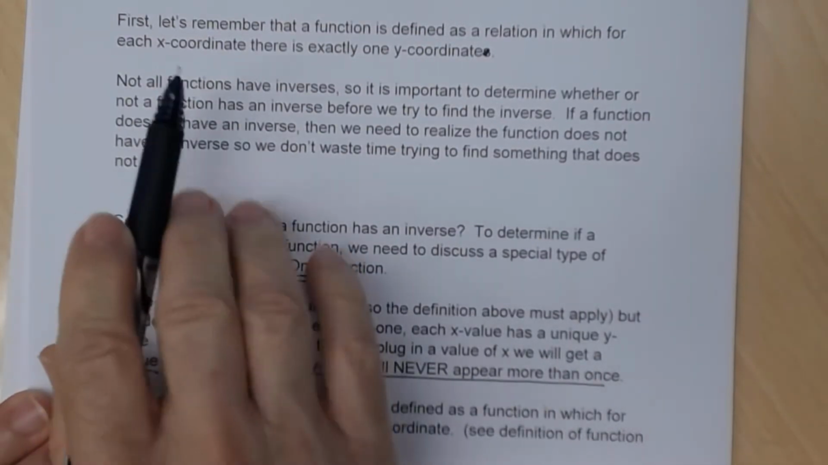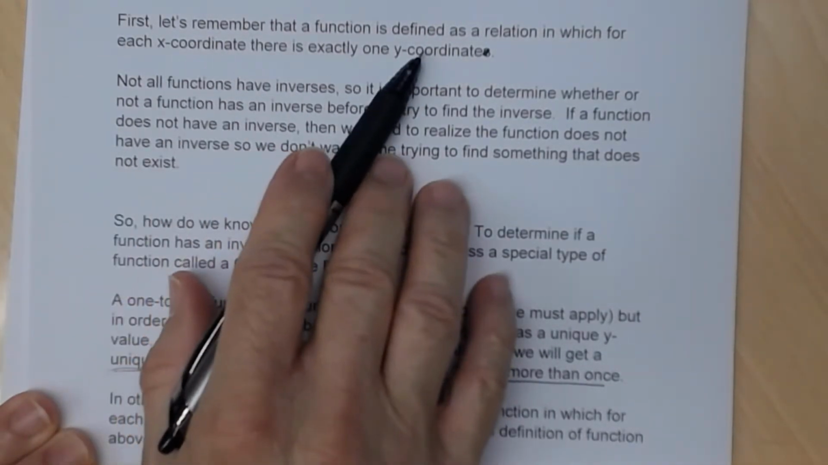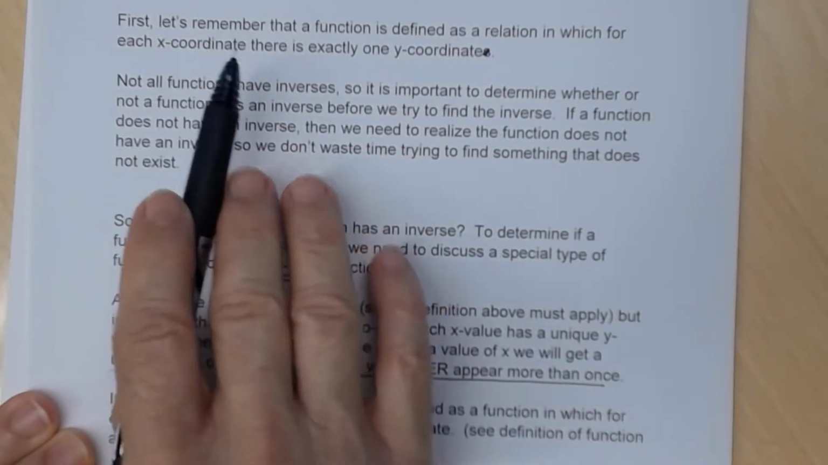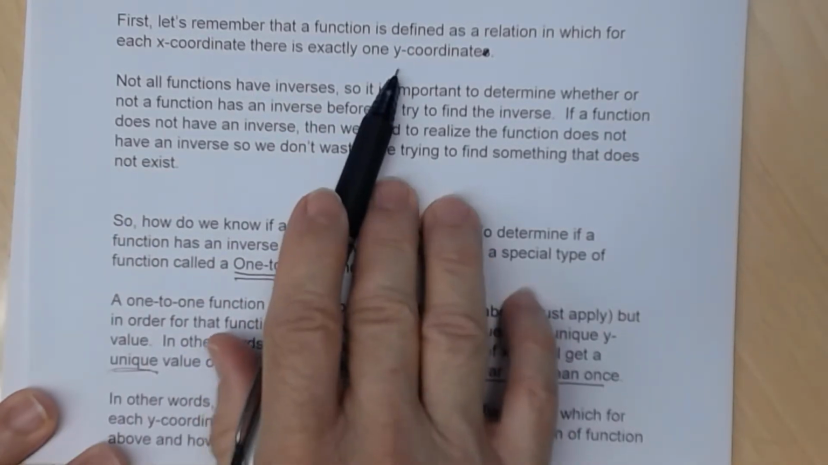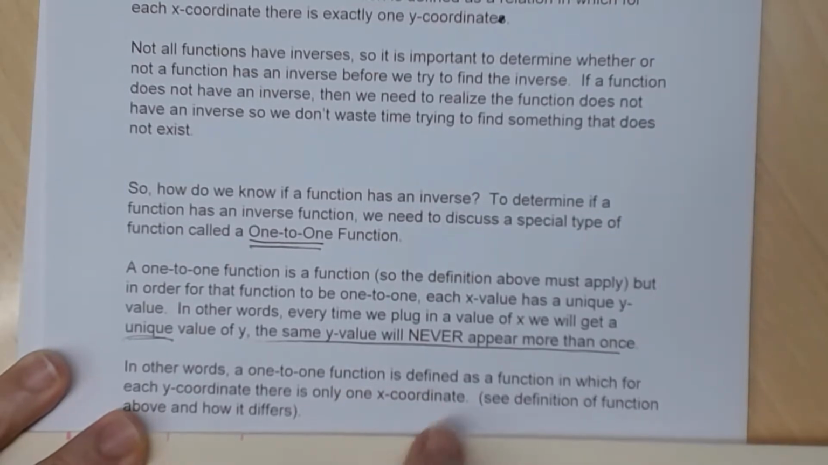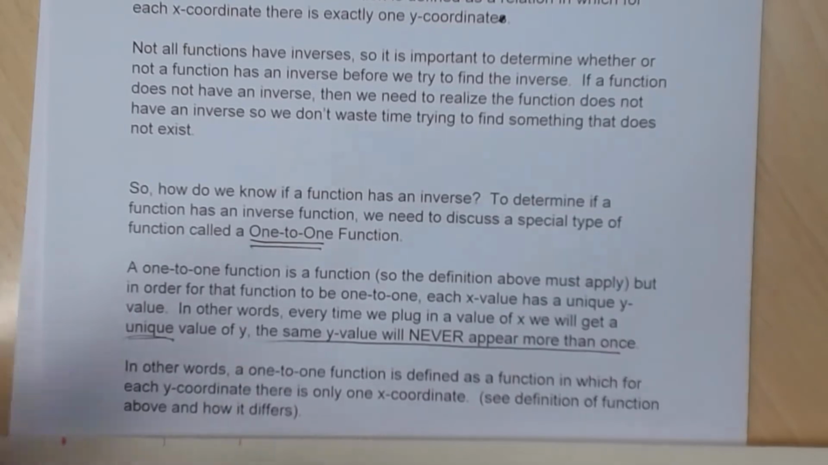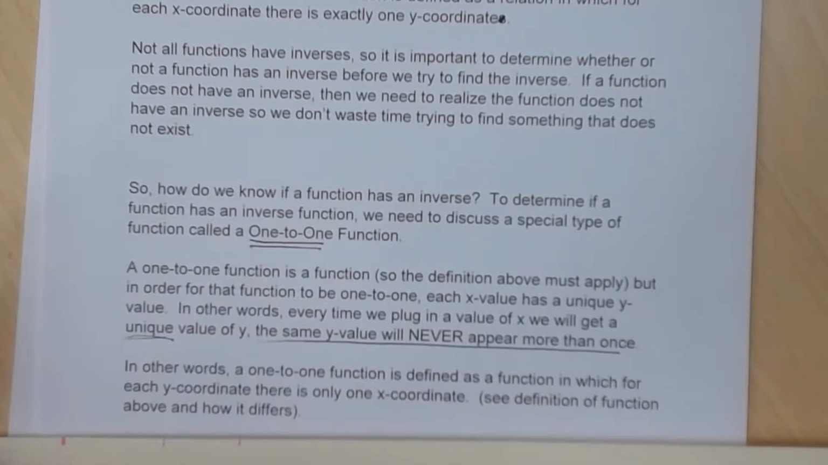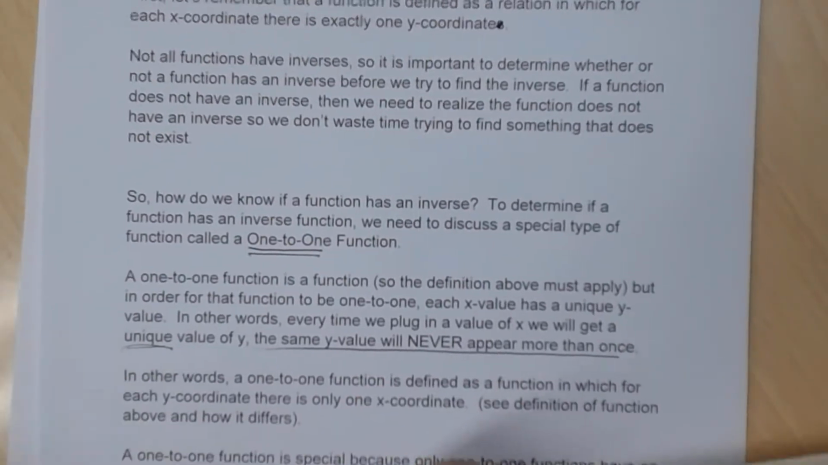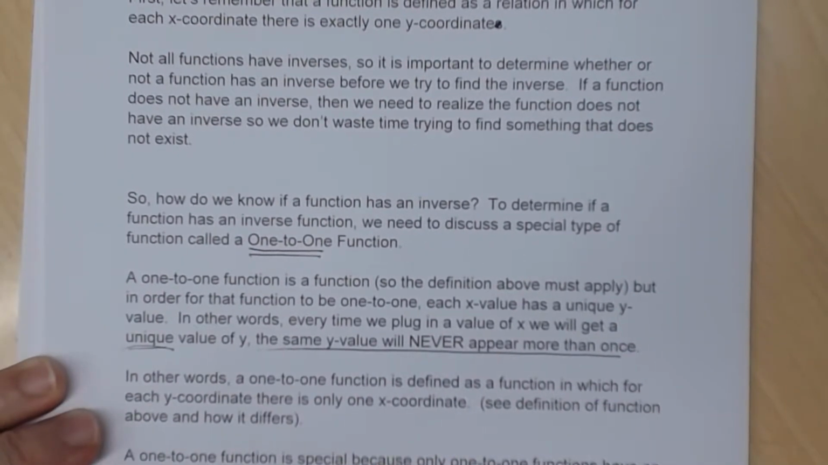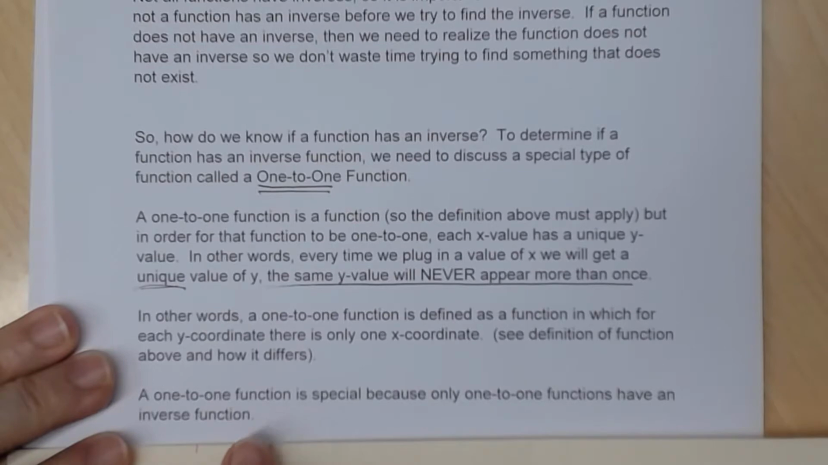Notice that for each x coordinate there's exactly one y coordinate. So reverse it. For each y coordinate, right here, there's exactly one x coordinate. So just think of the inverse. For each y coordinate, there's exactly one x coordinate. All right, so a one-to-one function is special because only one-to-one functions have an inverse. So in order for a function to have an inverse, it's got to be one-to-one.